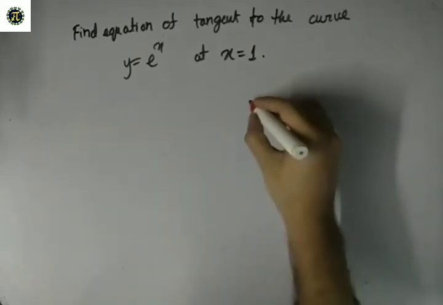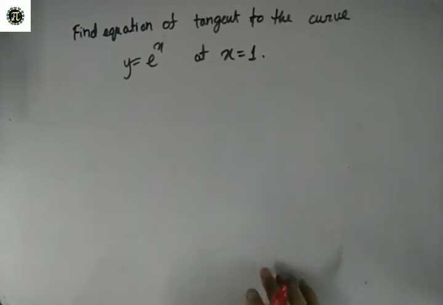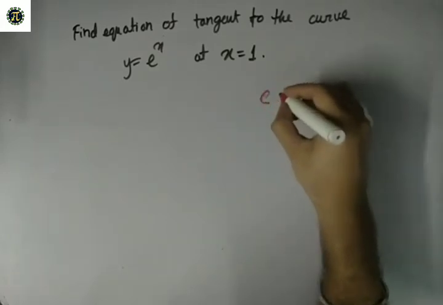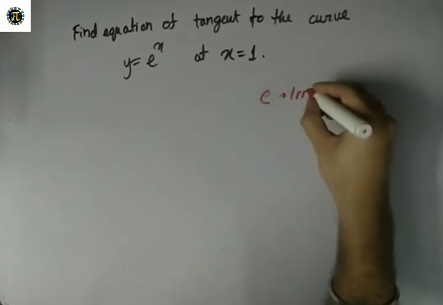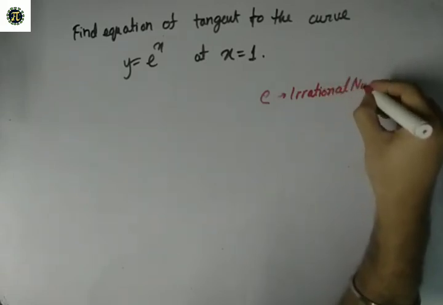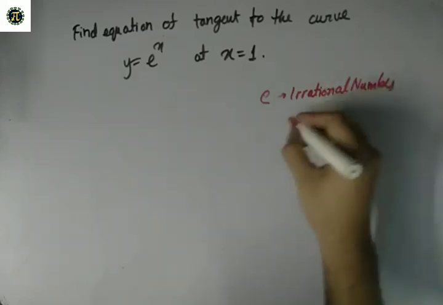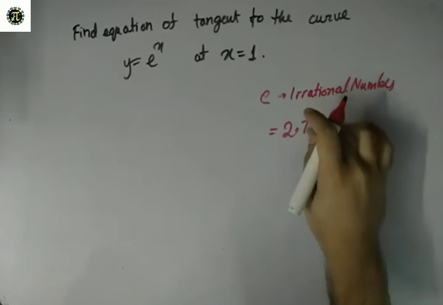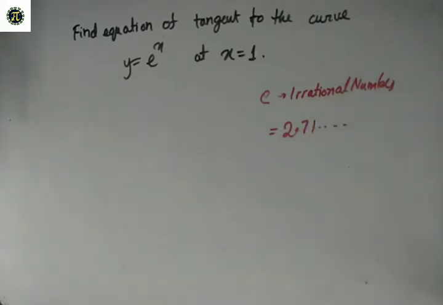So first we need to figure out what the point is, but many of you will say we do not have any idea what e to the power x is. So e is just an irrational number. It is just like pi, but its value is approximately 2.71 or 2.73, and it goes on after that. It does not repeat and it keeps on going. So it's an irrational number.